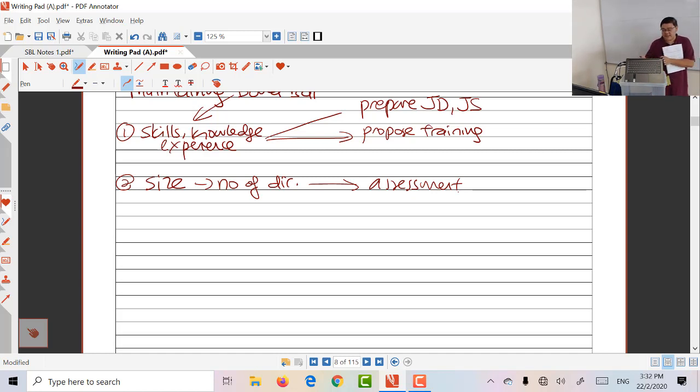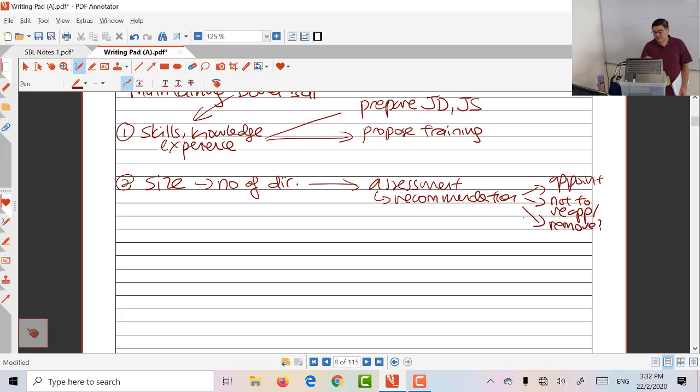Now, of course, through the assessment of needs, you can then give recommendations, which include: you may say that a new position is to be created, you may recommend to appoint, you may also recommend not to reappoint, or you may also recommend to remove a director. Now, these are examples of things that you can do in terms of size, okay?